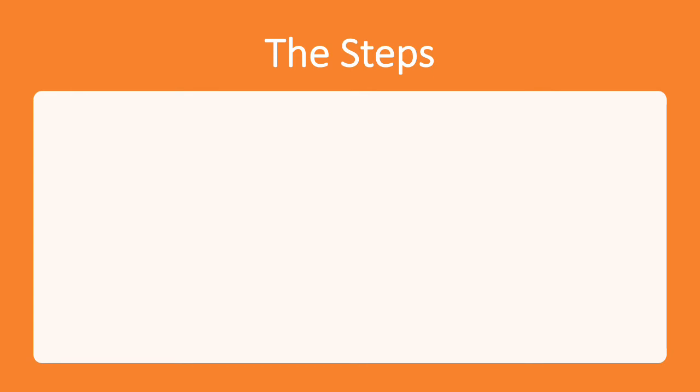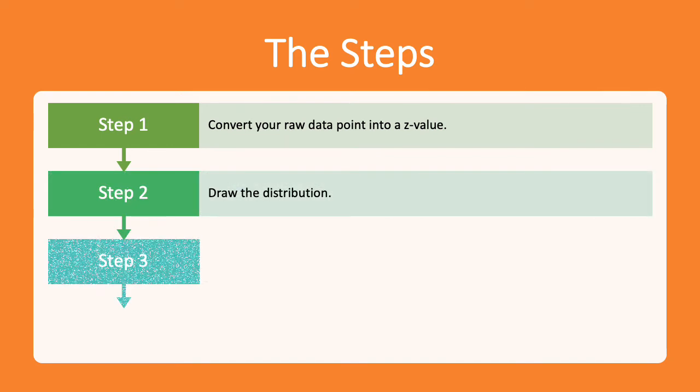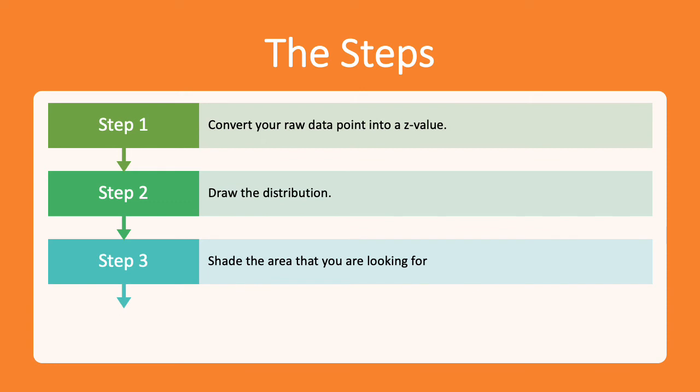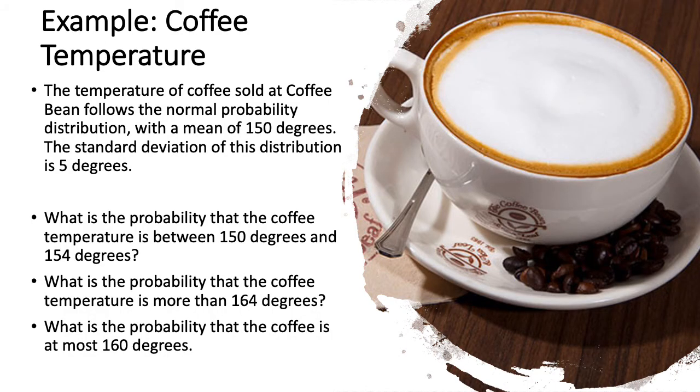So once we've found the z-values and the areas, let's look through a specification of the steps to find our z-value and the probability of a certain outcome. Step 1, convert your raw data point into a z-value. Step 2, draw the distribution. Step 3, shade the area that you're looking for. And finally, step 4, find the area of your variables of interest. Here's an example I will solve for you in a video coming up in the next slide. So example, coffee temperature. So have a second, pause this video, write these down, and get ready to work through the problem on the next slide.